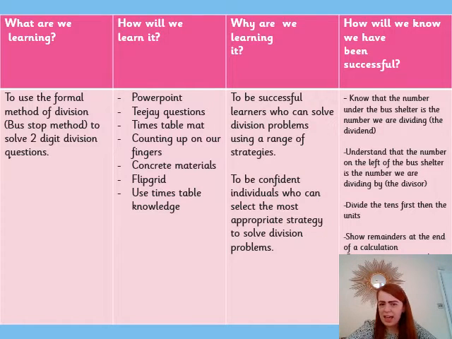And these are the new success criteria, boys and girls. You need to be able to show remainders at the end of a calculation and also carry over any remainders, which are also known as leftovers, from the tens to the units. And you need to be able to explain, well, what exactly is a remainder?